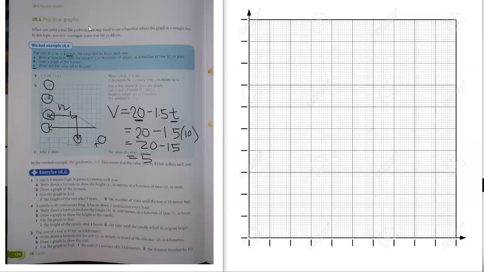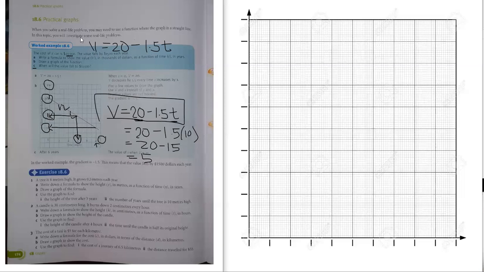So this is called a practical graph. Okay, so actually, without this graph, you also can count it out, right? Because we know the formula, this one is our formula already. So because the question asks for 11,000, the V now changes to 11, then equal to 20, still 20, then minus 1.5 T. The T is the one that we are looking for right now, that's how we have the year.